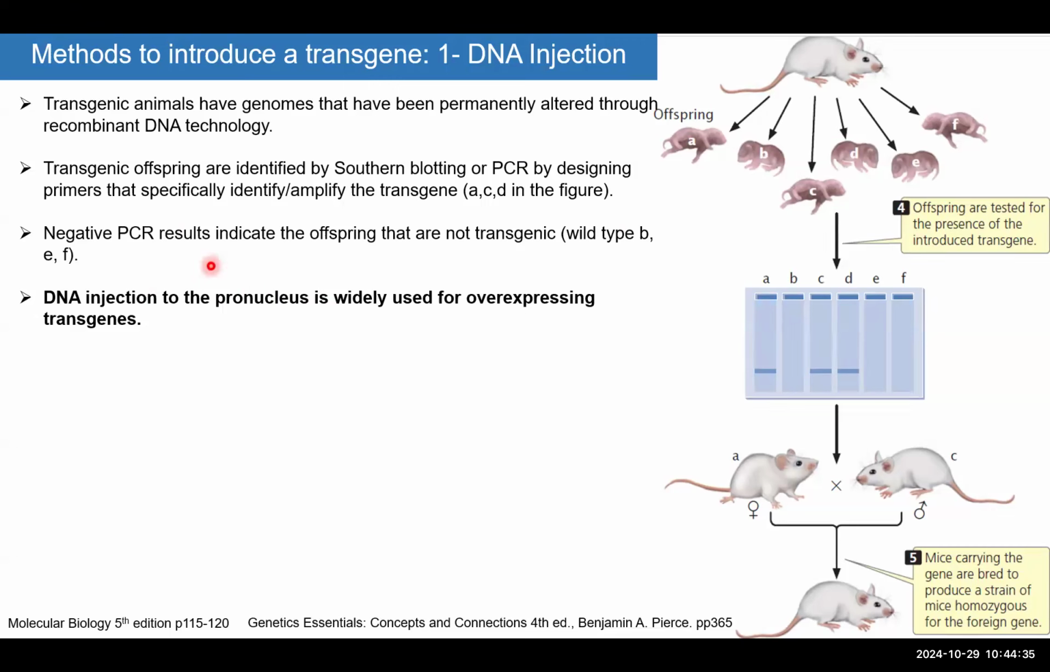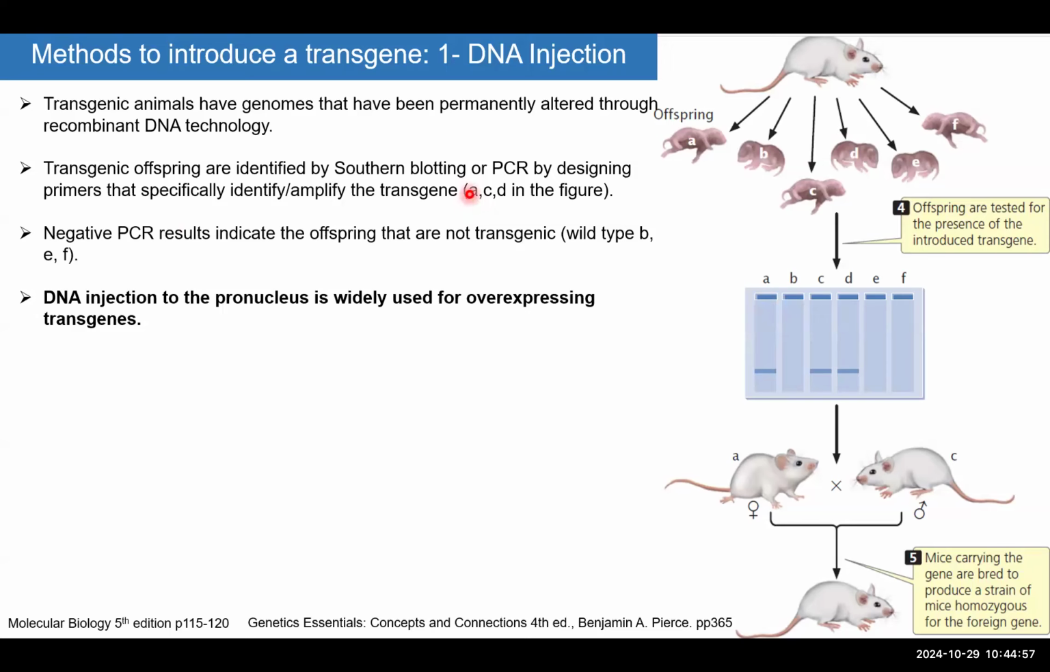Now, the negative PCR results, sorry, I missed here. So we design primers to identify or amplify the transgene. In other words, whenever we do a PCR, we take the DNA, we put the primers, we amplify that product, and then we can see if the transgene is there or not.